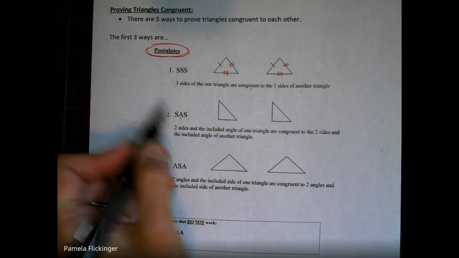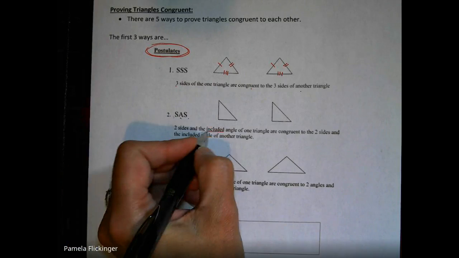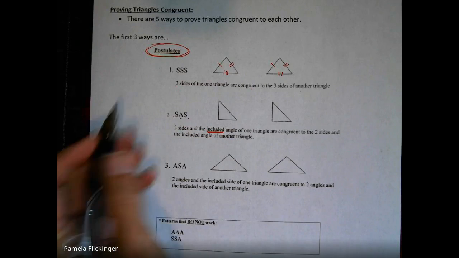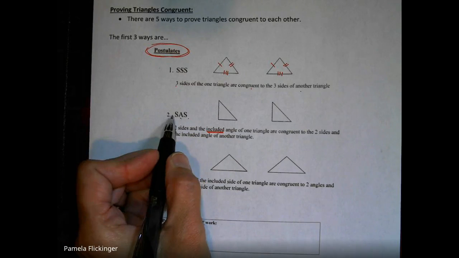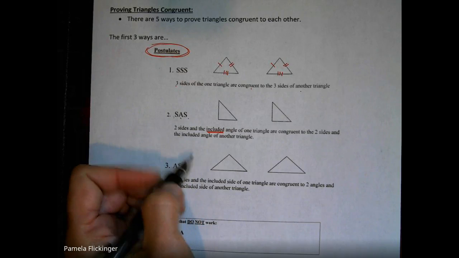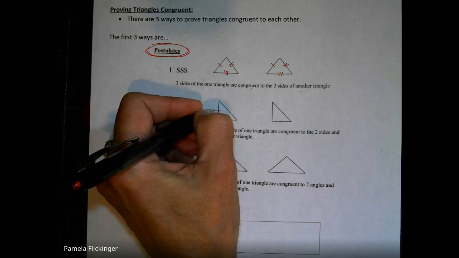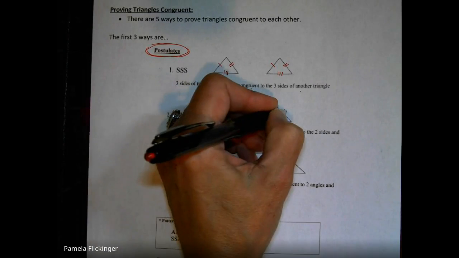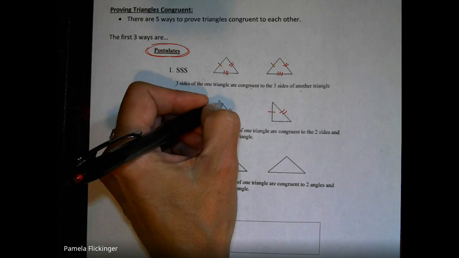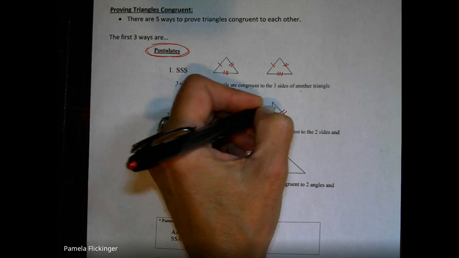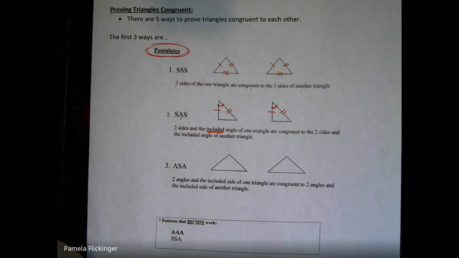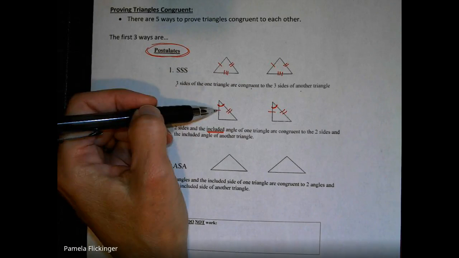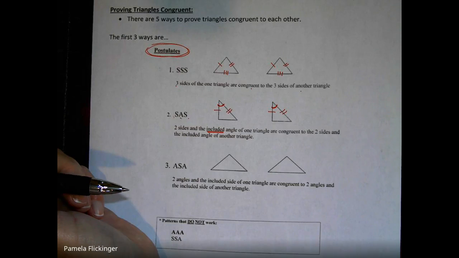All right, side, angle, side. The A stands for angle. So what we're looking for are 2 sides, and this is the key word here, and the included angle. Notice the placement of the A, it's between the 2 sides. So if I mark that side pair, and then I mark this side pair, then the angle that's included or between must be the angle that we see as congruent also. All right, so you see a side, angle, side pattern.